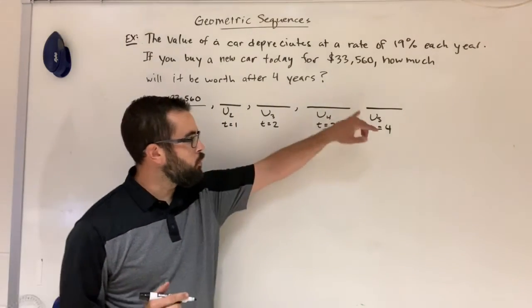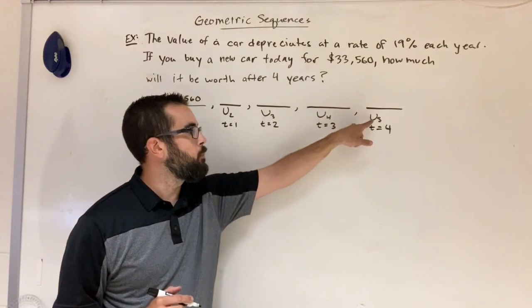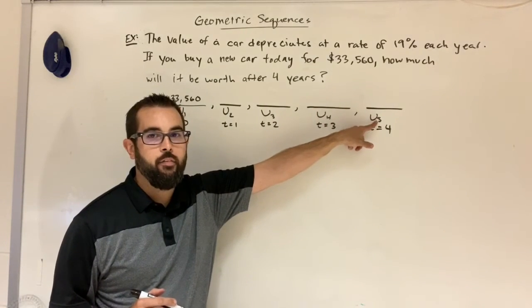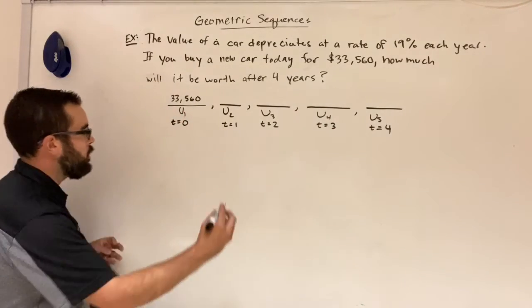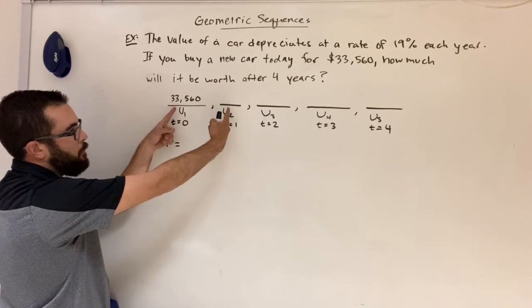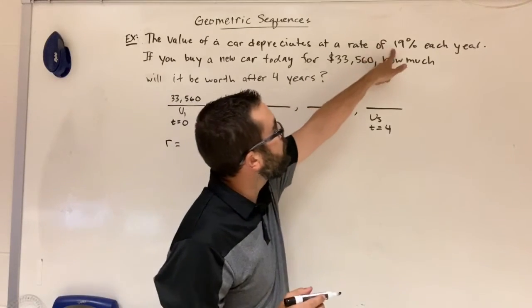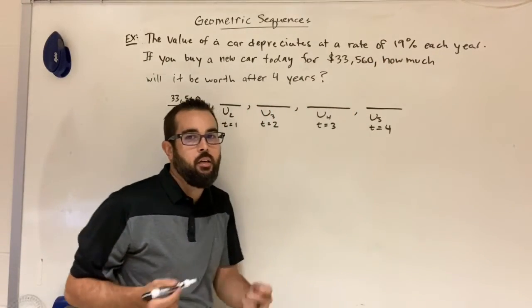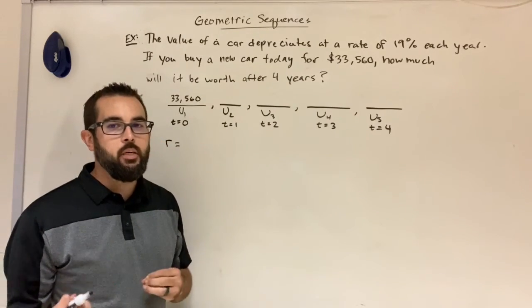So when we're going to build the general formula, when we plug into that formula, we're going to find u sub 5, not u sub 4. And that's the mistake that's easily made. So let's look at this. The common ratio, we don't know two values of the car, okay? But they do tell us that it depreciates at a rate of 19%. So how much value is the car carrying from year to year?